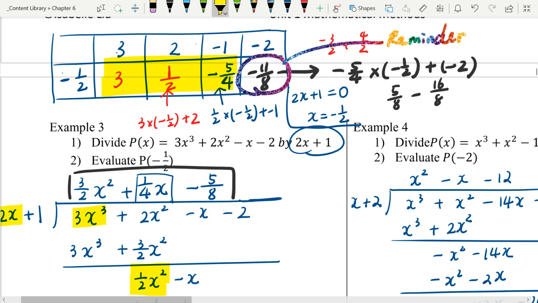3/2, 3. A quarter, a half. -5/8 and -5/4. So it's actually doubled. The coefficient gets doubled. Why does the coefficient get doubled? Because we divide the coefficient.